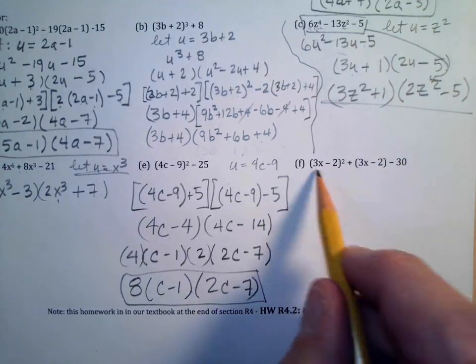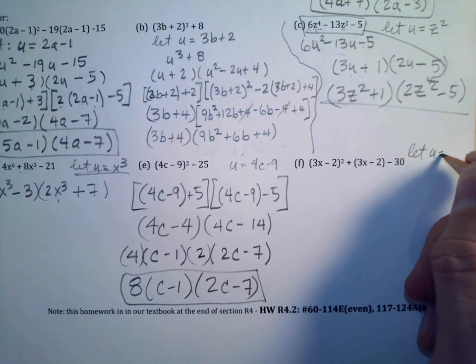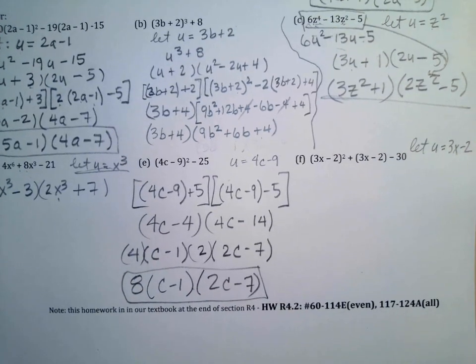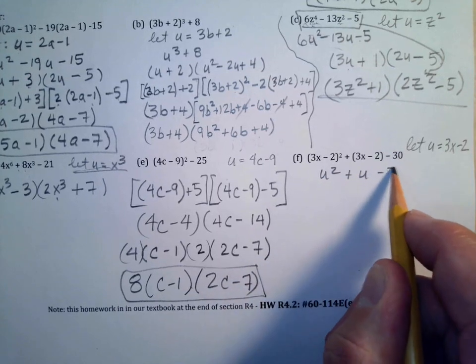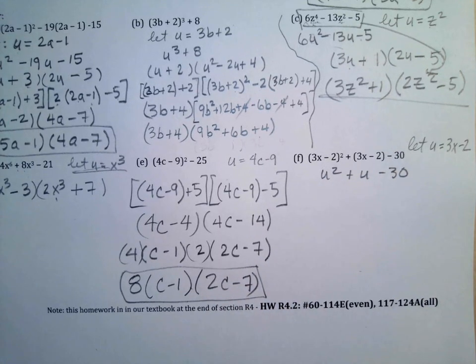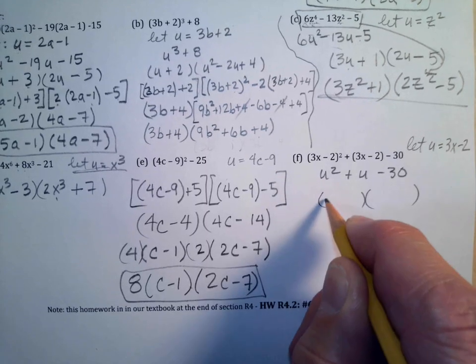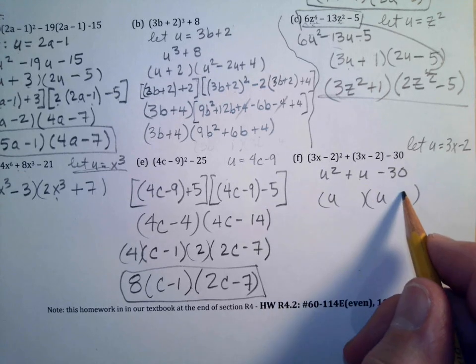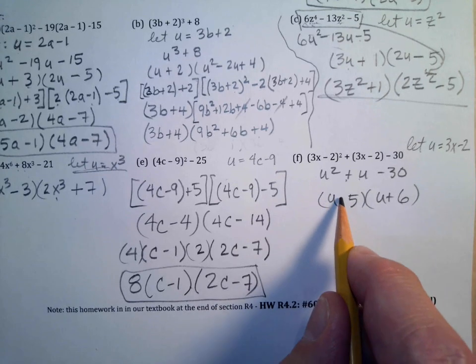For this one, whenever it's binomials raised, I'm going to do the whole substitution. So let u equal 3x minus 2. All right, so that gives me u squared plus u minus 30. Again, if you can do this without it, but this one's a little harder to do without the substitution. All right, so we should be able to factor that. And that's what? u and u, product of 30, and has a difference of 1. That sounds like 6 and 5. We want the 6 to be positive because this is plus and a minus.